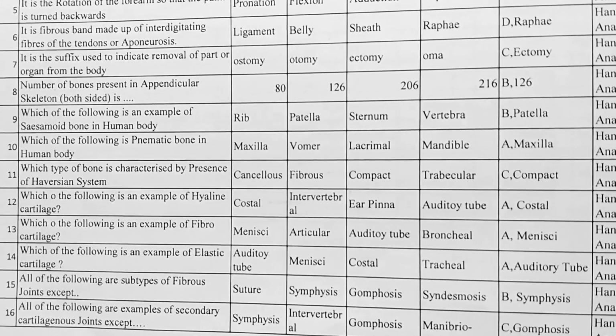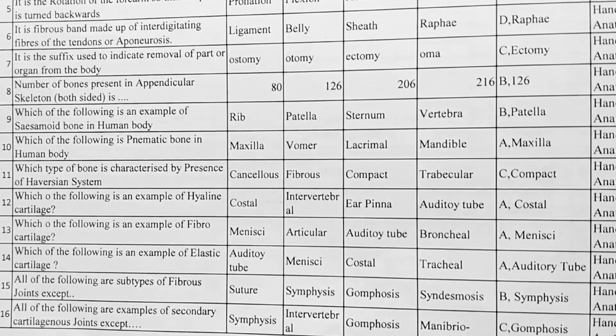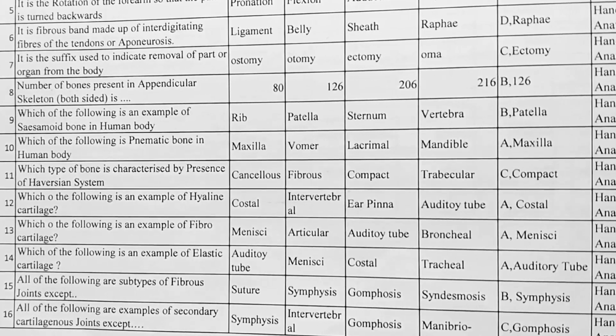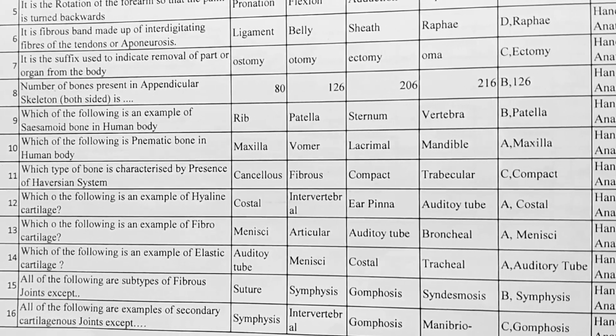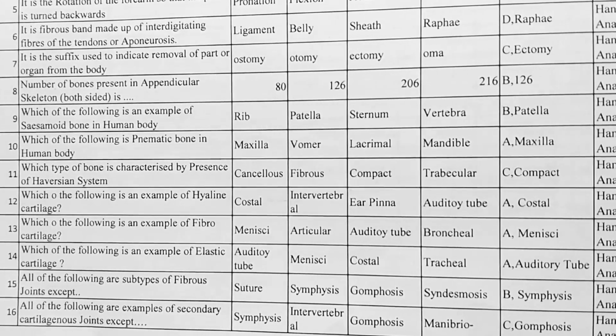Next, which type of bone is characterized by presence of Haversian system? Options are cancellous, fibrous, compact, trabecular. Option C is correct, compact.